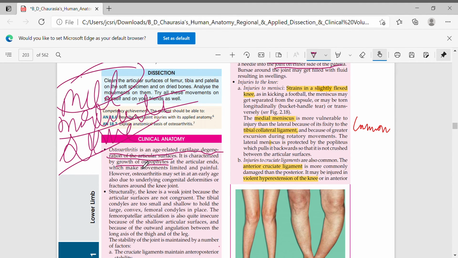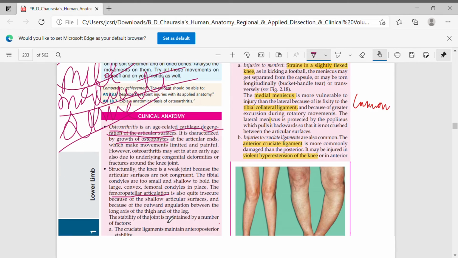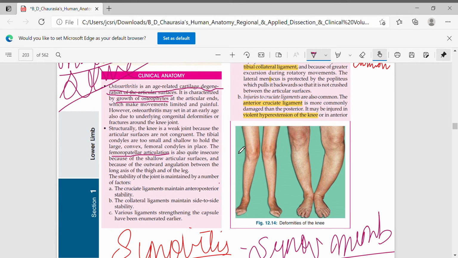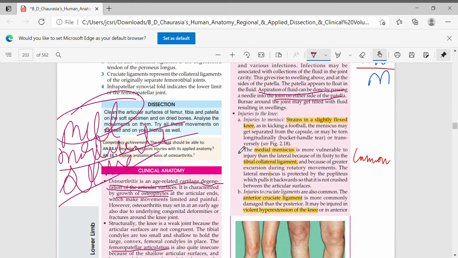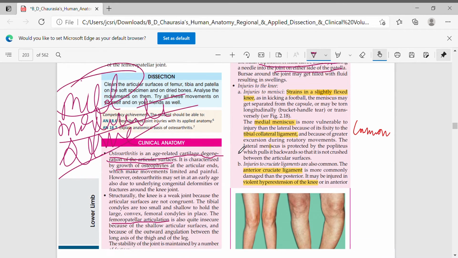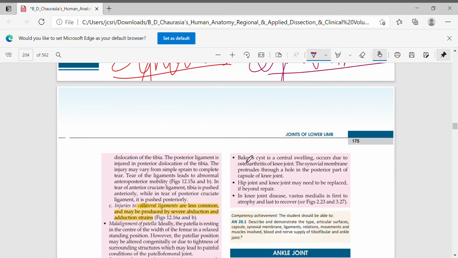We divide osteoarthritis into two kinds: patellofemoral osteoarthritis and tibiofemoral osteoarthritis. In patellofemoral, the patellofemoral articulation has been destroyed. When the tibiofemoral joint is destroyed, it is called tibiofemoral arthritis. Next we have the Baker cyst. A Baker cyst is a central swelling that occurs due to osteoarthritis of the knee joint. There will be a swelling in the central region. That is a Baker cyst.